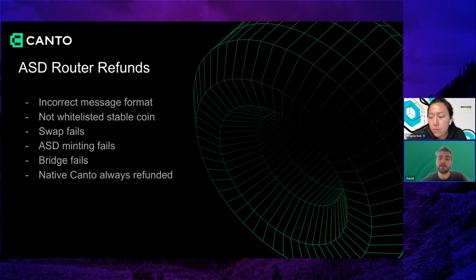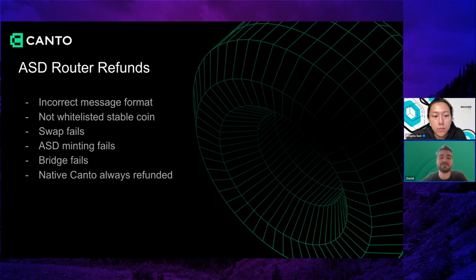So we include a lot of different safety checks. For example, if the message itself that's passed to the router is not formatted properly, this function would always revert, which we can't have happen. Otherwise, the tokens would always be locked. So in this case, the USDC that was actually transferred will just be immediately refunded to that user on Canto. This is to ensure no loss once again. And yes, LayerZero is a bridge.